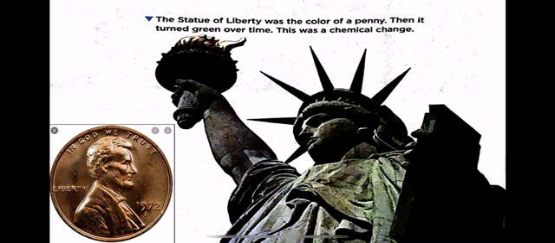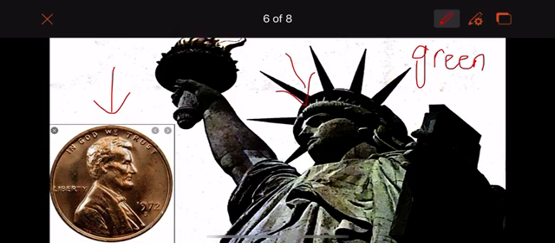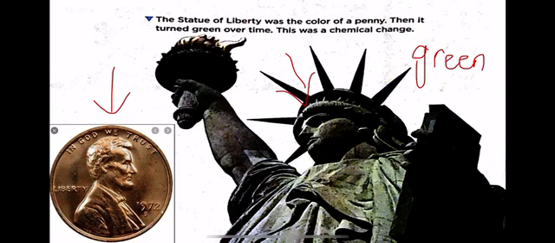This is the Statue of Liberty. The Statue of Liberty was the color of the penny, just like this. Yes, it was this color. Then it turned into green over time, of course. So this, we call it a chemical change.